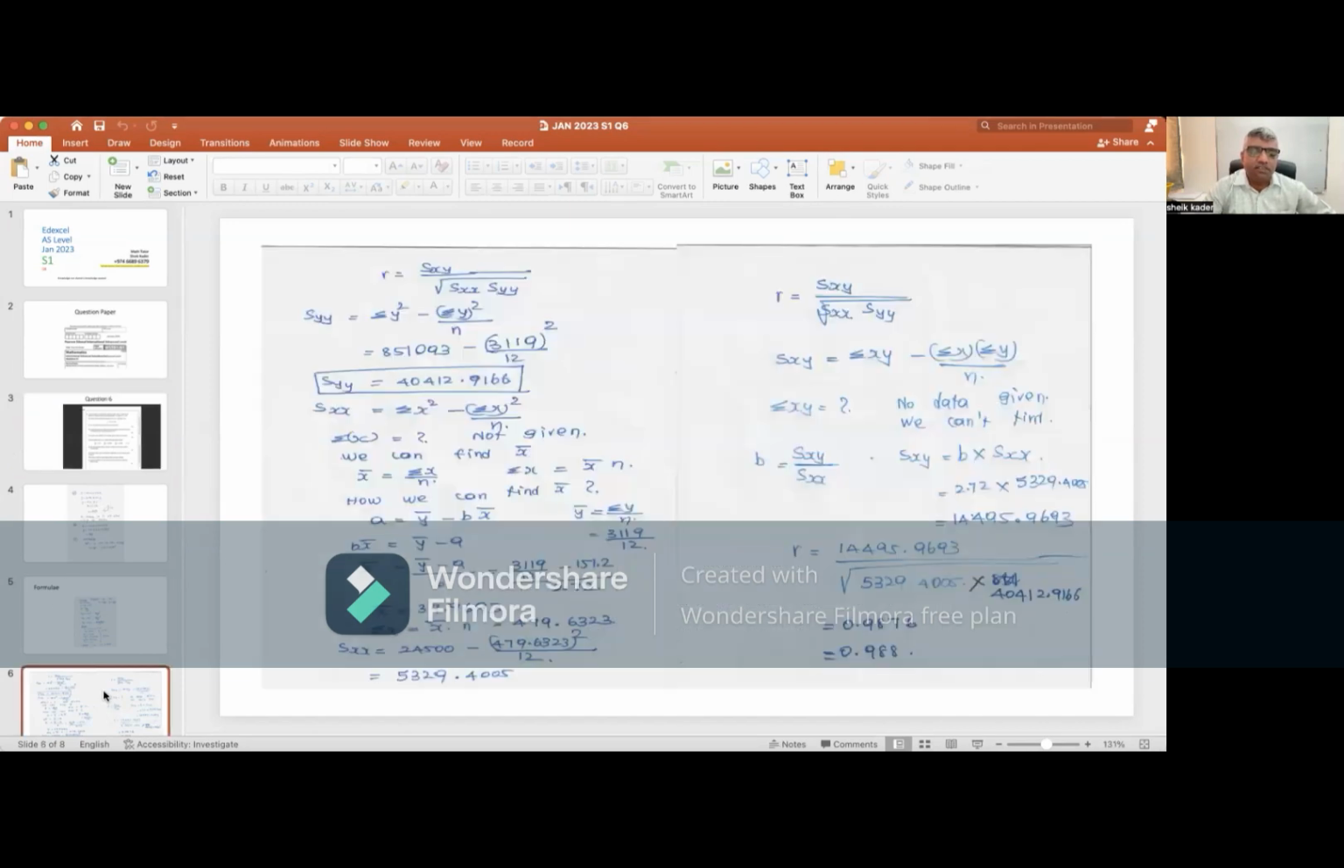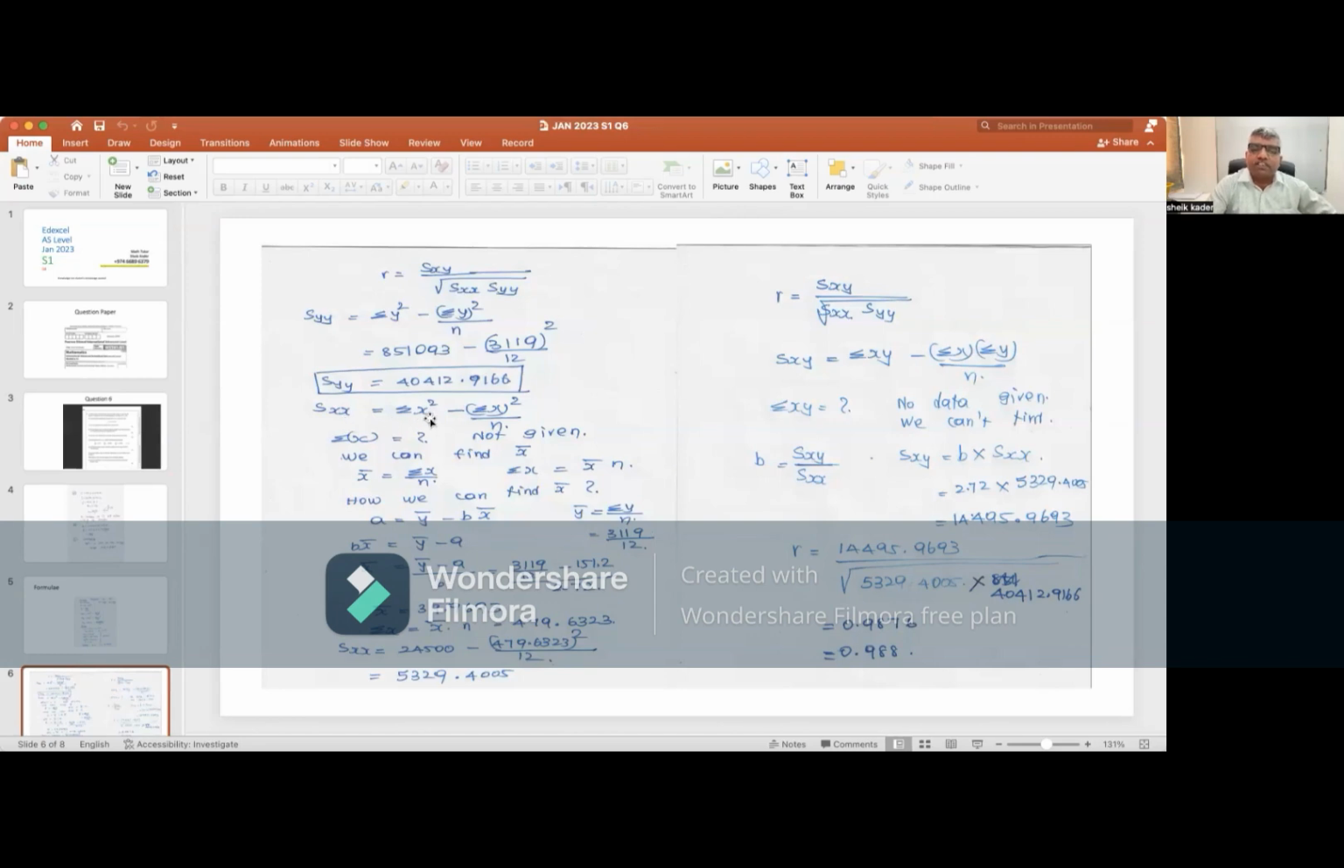Now we will solve the question. What is our PMCC formula? Sxy over square root of Sxx times Syy. Syy we will find first, because all the data are given. Sigma y squared minus square of sigma y over n. Sigma y squared is given, sigma y is given, and n is 12. If you substitute, you get 40412.9166. We are finding till 4 decimal places, because they ask for the result in 3 decimal places. If they ask for the result in 3 decimal places, you have to find 4 decimal places, one more.